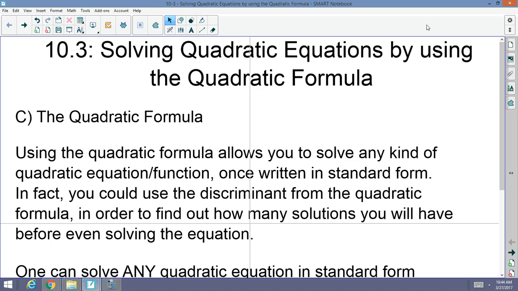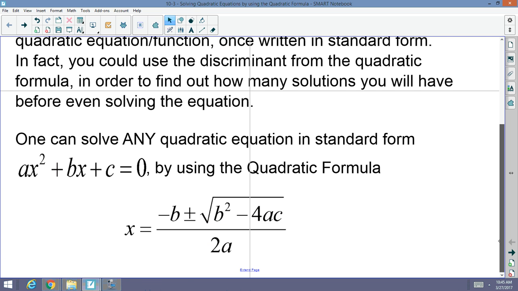Another super powerful thing about the quadratic formula is you can use a part of it called the discriminant to determine how many solutions, and what type of solutions, you're going to have. Let me show you the formula.